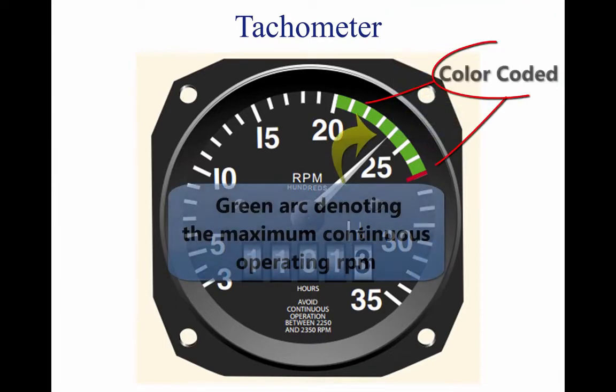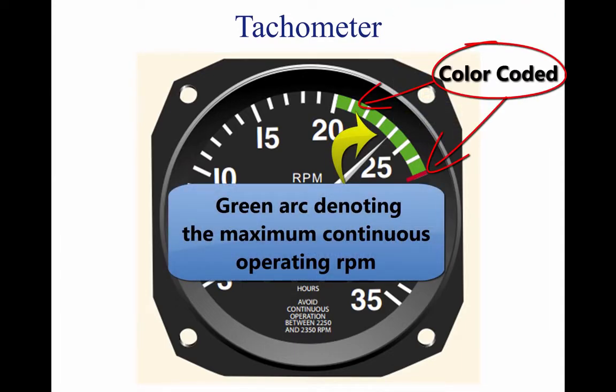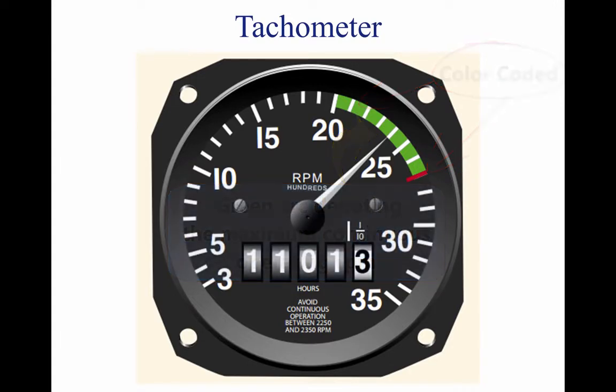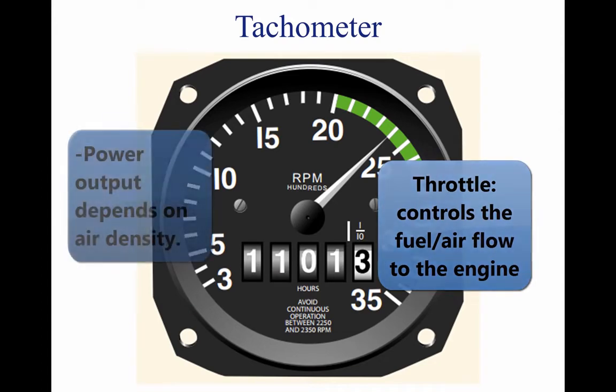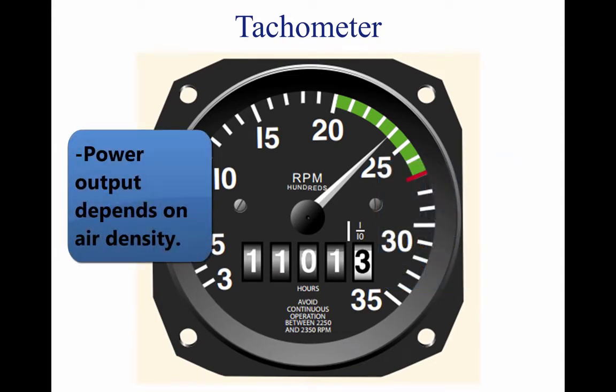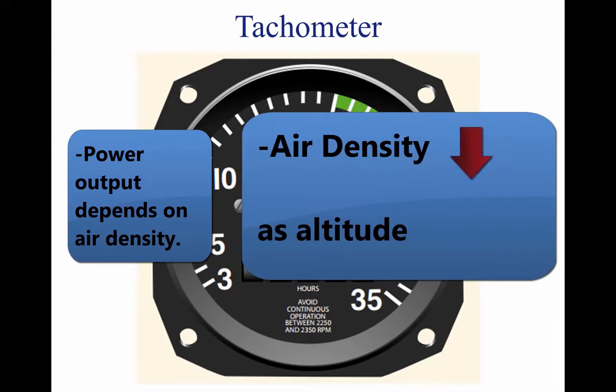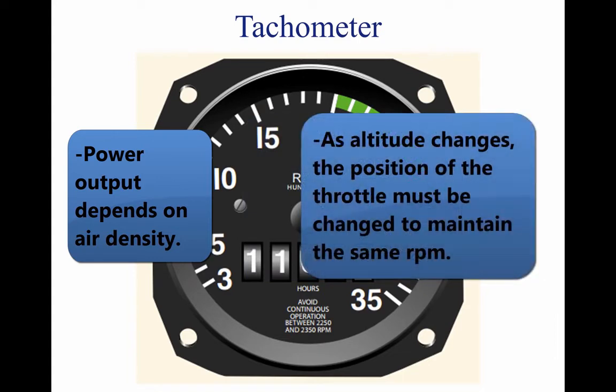The instrument is color-coded, with a green arc denoting the maximum continuous operating RPM. Some tachometers have additional markings to reflect engine and/or propeller limitations. The RPM is regulated by the throttle, which controls the fuel airflow to the engine. Power output depends on air density. Air density decreases as altitude increases, and a decrease in air density, higher density altitude, decreases the power output of the engine. As altitude changes, the position of the throttle must be changed to maintain the same RPM.